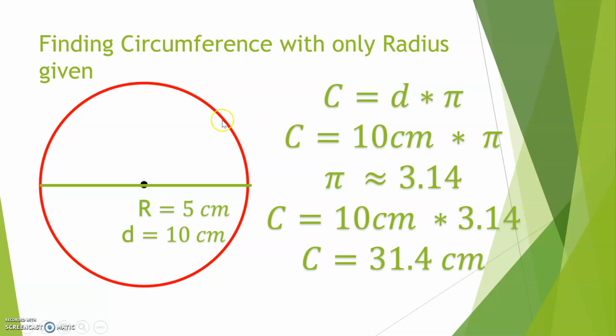Again, those key terms you need. Origin is the center. Radius is the distance from the center to the outside. Diameter is the full distance across that goes through that origin. And we find the circumference, the distance around the circle, by doing diameter times pi.